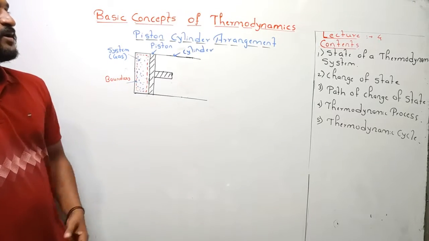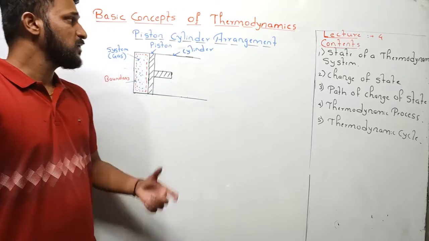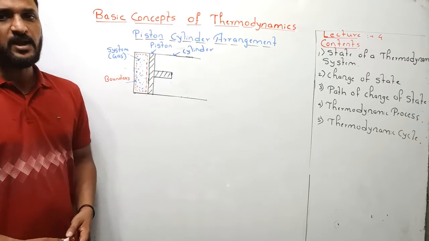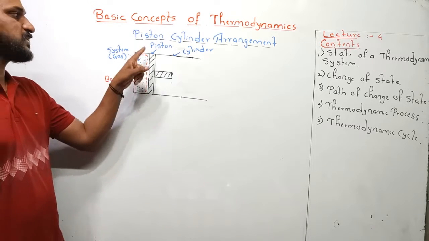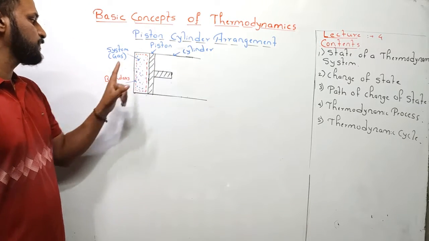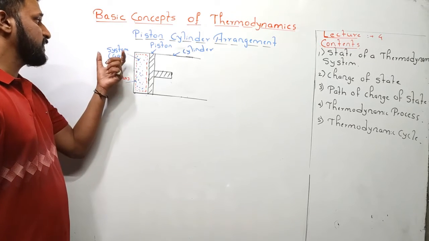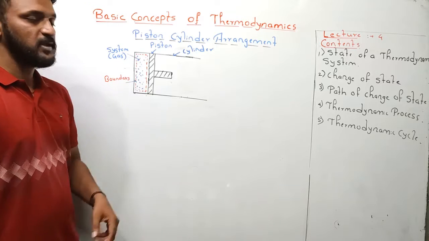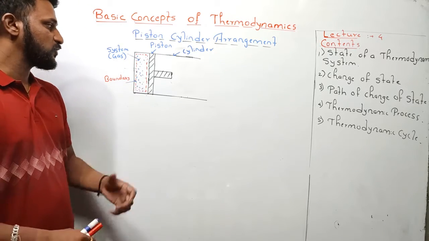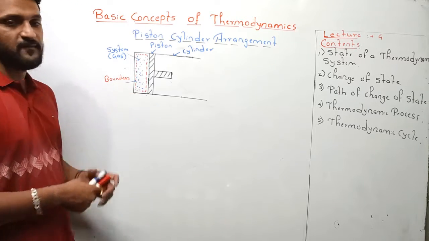Now let us begin with today's concept, that is state of a thermodynamic system and change of state, by taking this piston cylinder arrangement. This piston cylinder arrangement shows us that there is a piston here, there is a cylinder and this is a gas. I am taking 1 kg of gas and this will become my system, and this is a boundary. Whatever the red dotted lines I have drawn is called as what? Boundary of the system, and it is a real one.